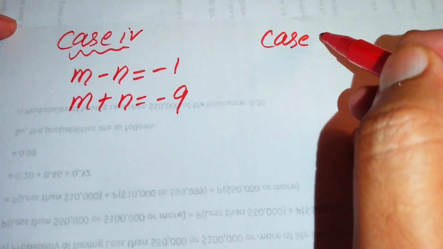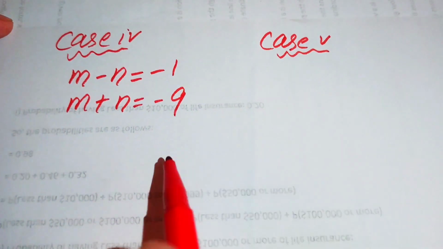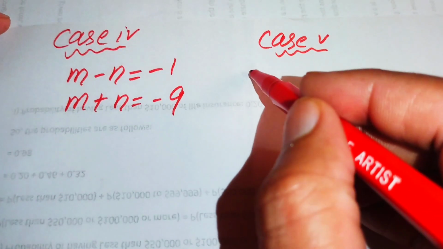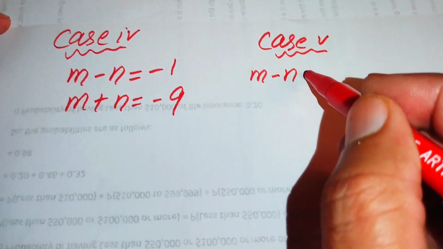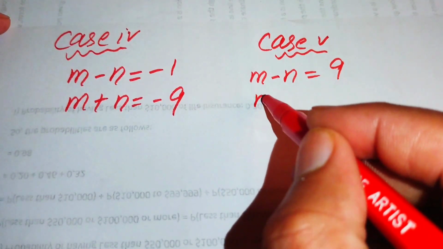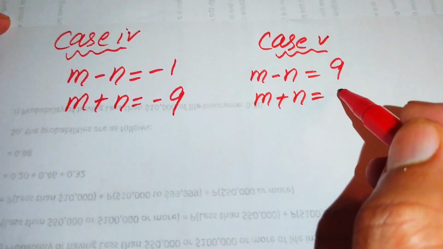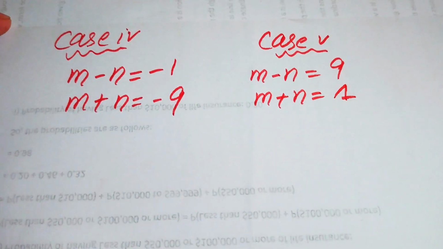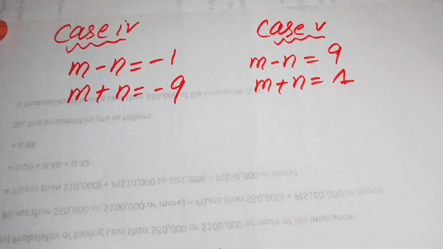Similarly we write here case number 5. So the comparison of left hand side with case number 5 is m minus n is equal to positive 9 and m plus n is equal to positive 1. So now we solve these two cases here.